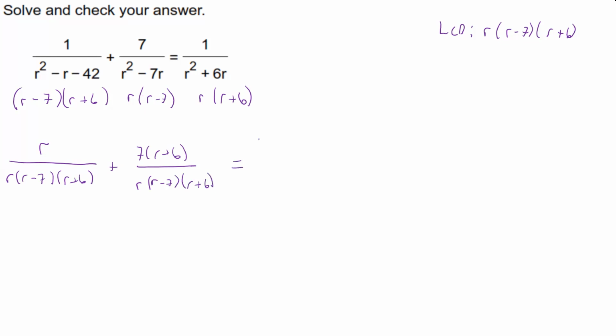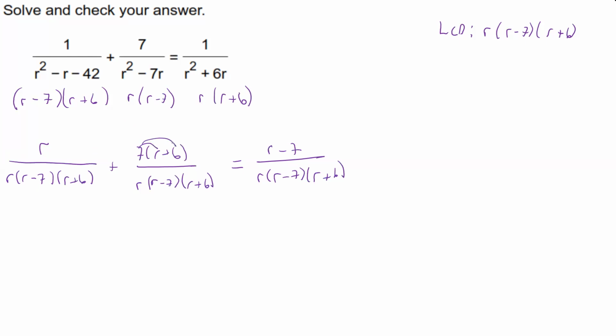And that's equal to what? Well, here we have to multiply by r minus 7, so it's going to be (r minus 7) over r times (r minus 7)(r plus 6). Okay, so now we've got all of them with the same denominator, so now we just have to simplify.